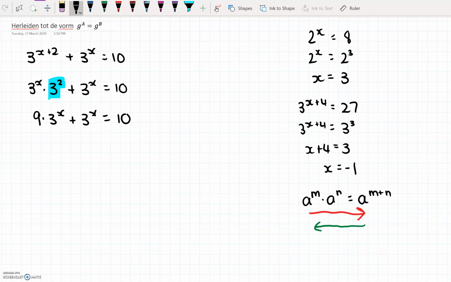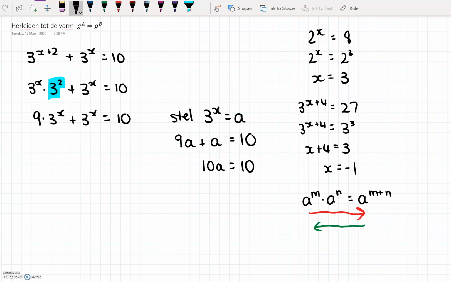What we're going to do is imagine that 3 to the power of x equals a, or u, or whatever letter you want. Then instead of 9 times 3 to the power of x, we have 9a plus a equals 10. This is now much easier to simplify because instead of 9a plus a, we can write 10a equals 10. And then it's very easy to solve. So as I said, normally that part we're not going to bother writing, okay?